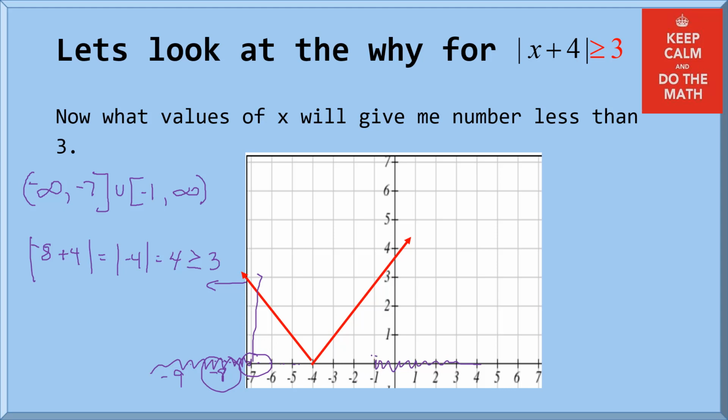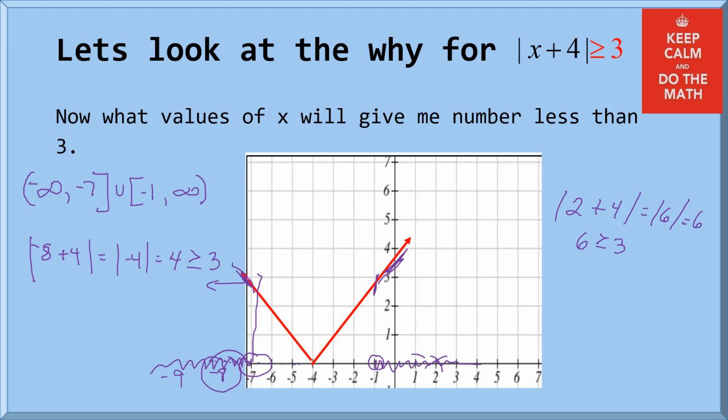Let's go back to the right side, -1. If it's supposed to be -1 to infinity, any number above -1 should work. So let's take 2, for example. Let's plug 2 in on the right. 2 plus 4, take the absolute value of that. It's the absolute value of 6, which is 6, and 6 is definitely greater than or equal to 3. So you can see that the outside of those two numbers is my interval. So it's basically this part of the graph and that part of the graph.